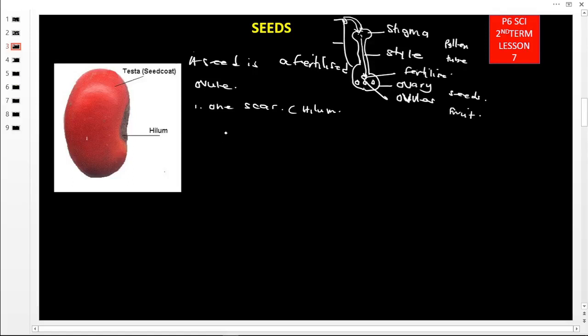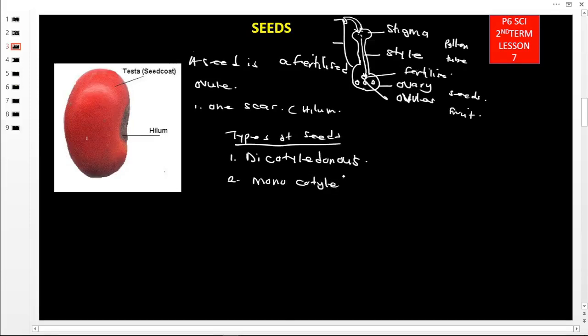So now let us look at the types of seeds. These seeds are classified into 2 types. 1, we have what we call the dicotyledonous seeds, and 2, we have what we call monocotyledonous seeds. And then let us start with the dicotyledonous seeds.